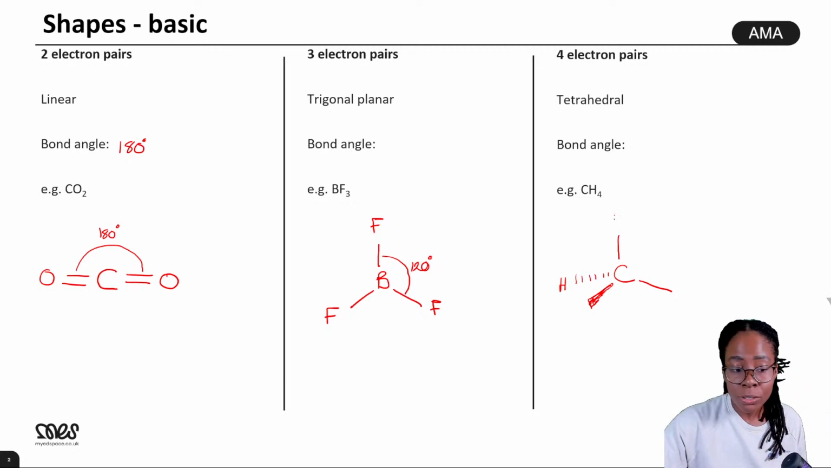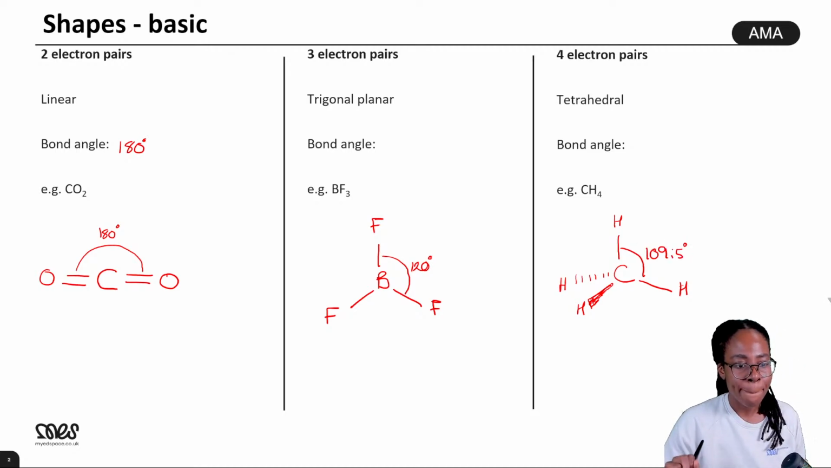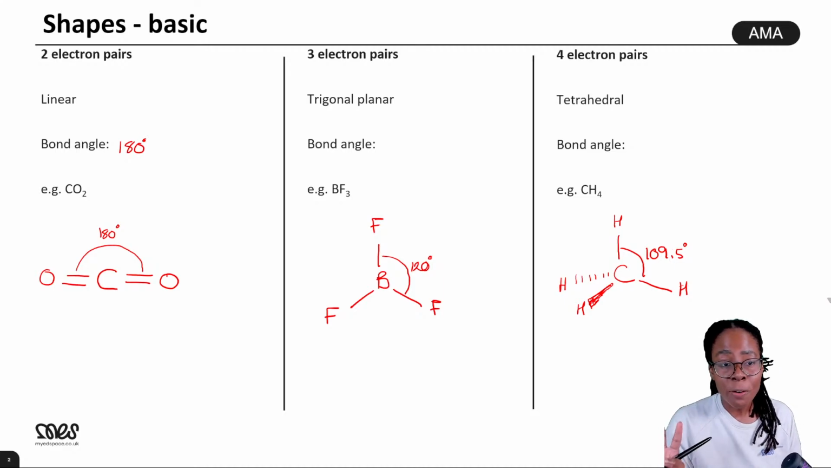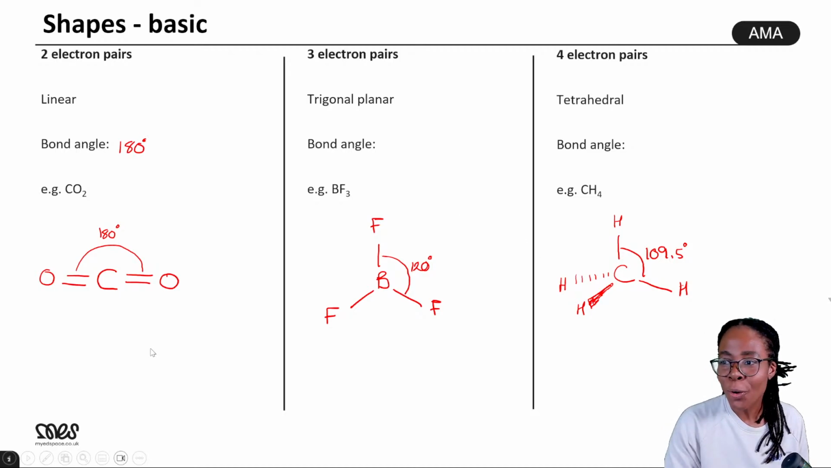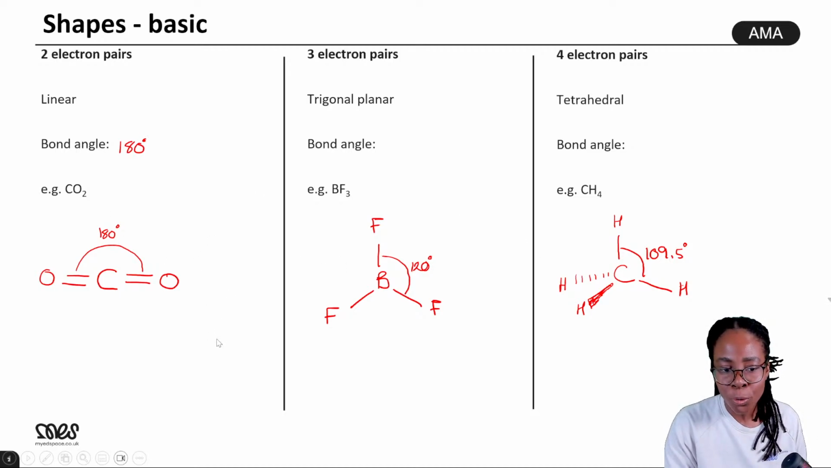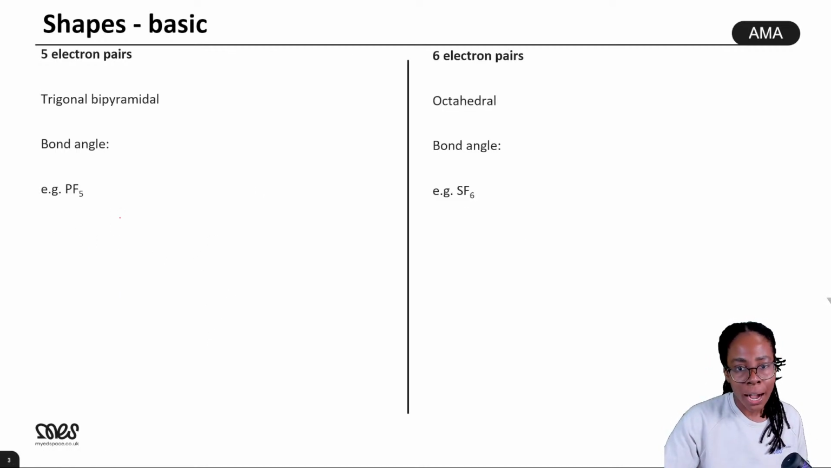And bond angles for tetrahedral. Ooh, lovely. XeF4, you mean? Absolutely, Aria. Lovely, 109.5. Well done. And all of these bond angles are the same, 109.5 degrees. Okay, lovely. Let's go to our final two main shapes, the basic shapes that all other ones are based off of. So we've done 2, 3, 4, and then we'll go to 5.